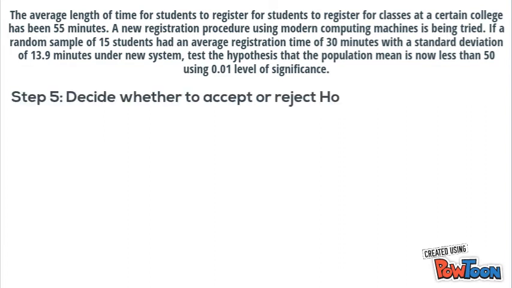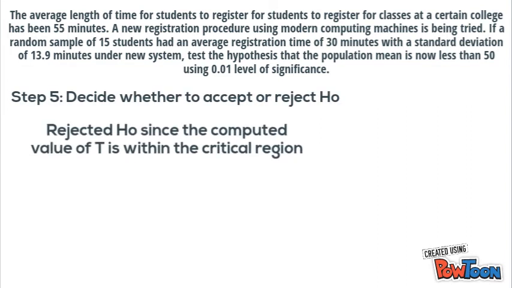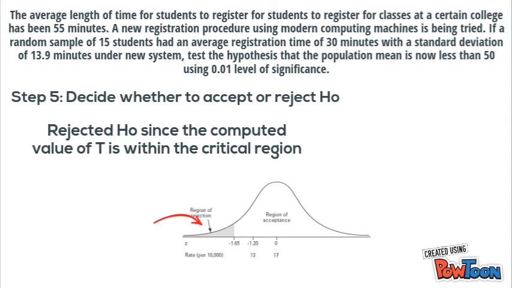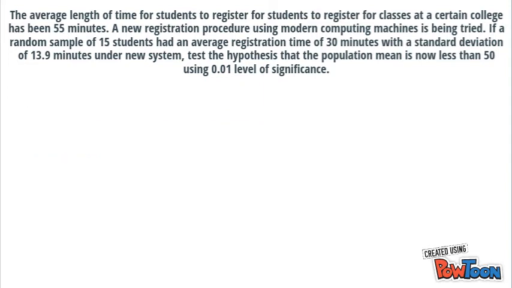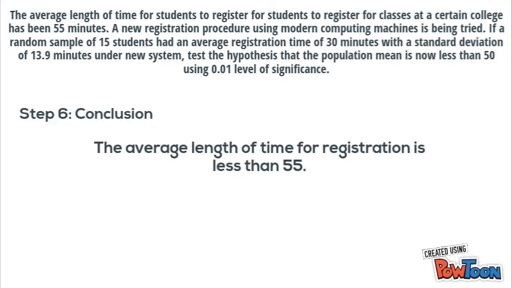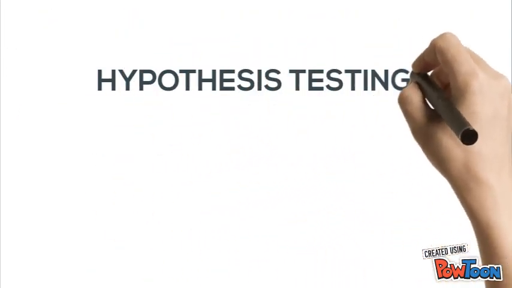Step 5. Decide whether to accept or reject H0. Reject H0 since the computed value is within the critical region. Step 6. Conclusion. The average length of time for registration is less than 55. Hypothesis testing, two-tailed.